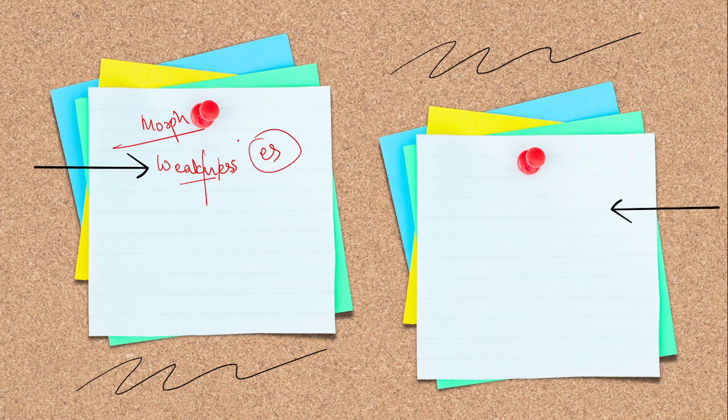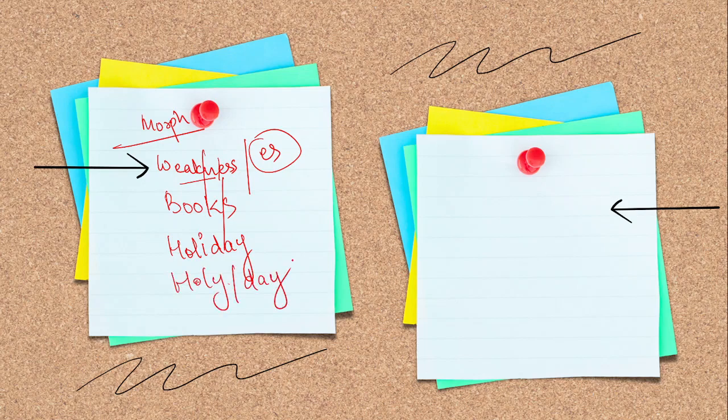Weak, and then ness. All of these are parts of a morph. For an example, in the word books, here book and s, the sounds, each of these parts is a morph. Correct? For an example, in the word holiday, here holly and day, each of these parts is a morph.